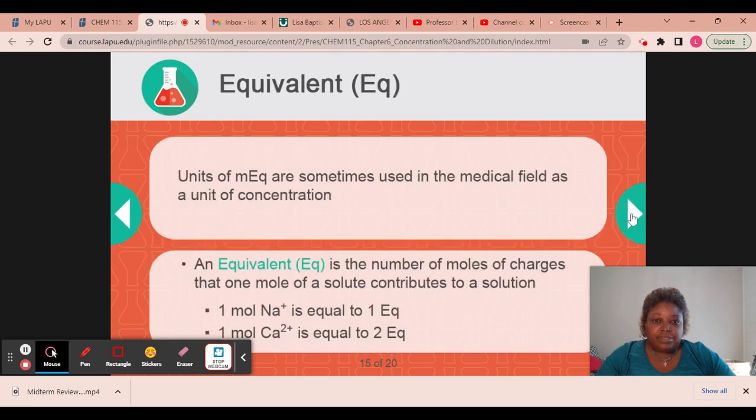The next thing I wanted to point out is your equivalence. Your equivalence is the number of moles of charges that 1 mole of solute contributes to a solution. So in other words, if we have 1 mole of Na+, because it has that plus 1 charge, it gives you 1 equivalent. 1 mole of calcium 2+ is equal to 2 equivalents because it has that plus 2 charge. So 1 mole is 1 equivalent for Na+, and 1 mole is 2 equivalents for Ca2+.